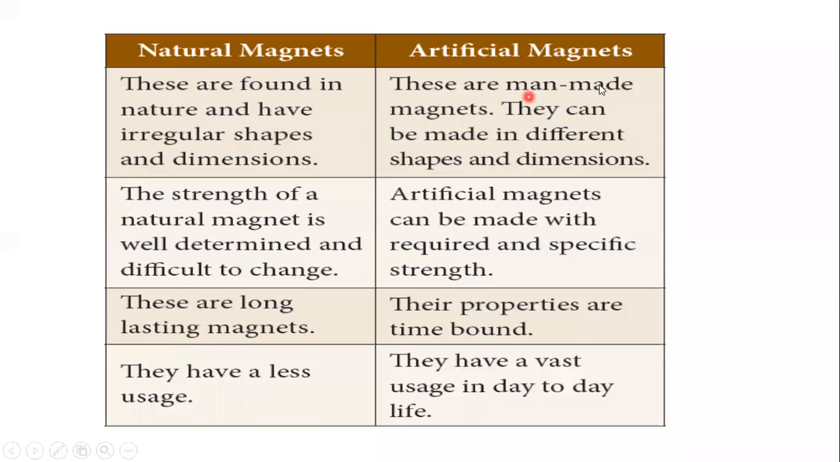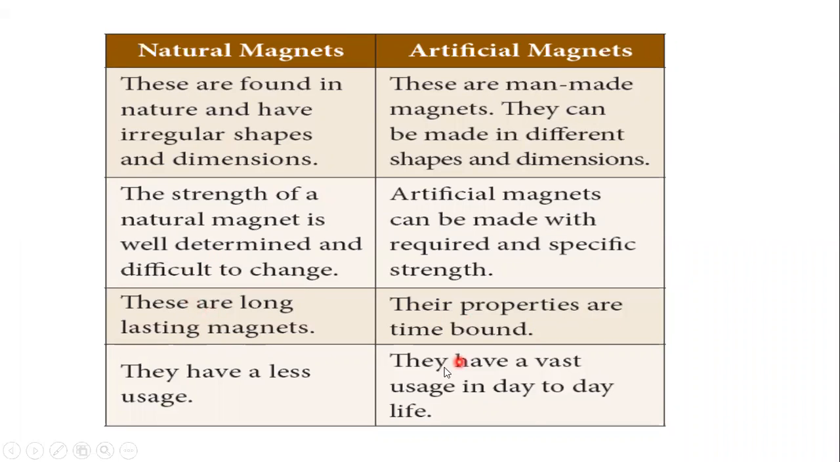These are man-made magnets. They can be made in different shapes and dimensions. Okay, the strength of a natural magnet is well determined and difficult to change. Artificial magnets can be made with required and specific strength. These are long-lasting magnets.